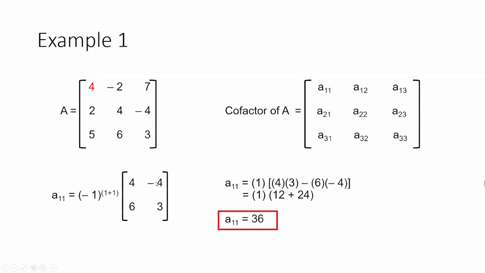Then, 4 times 3, which is 12. Tapos, 6 times negative 4. Negative, minus 6 times negative 4. So negative 6 times negative 4 is positive 24. 4 times 3 is 12. Then 1. 12 plus 24, that's equal to 36. Times 1 is equal to 36. So yun na yung 36 mo. That is just your A11.